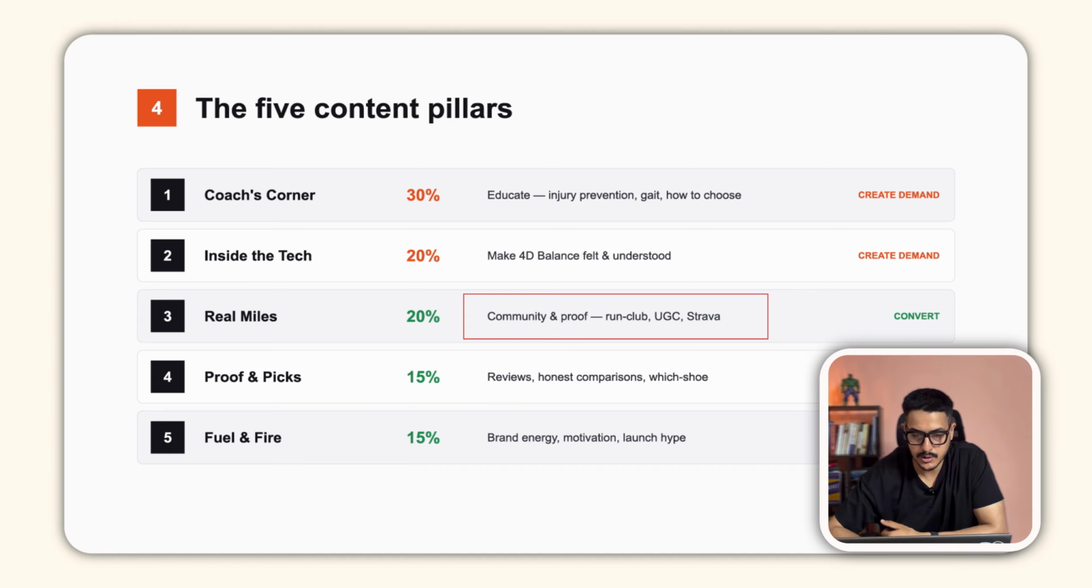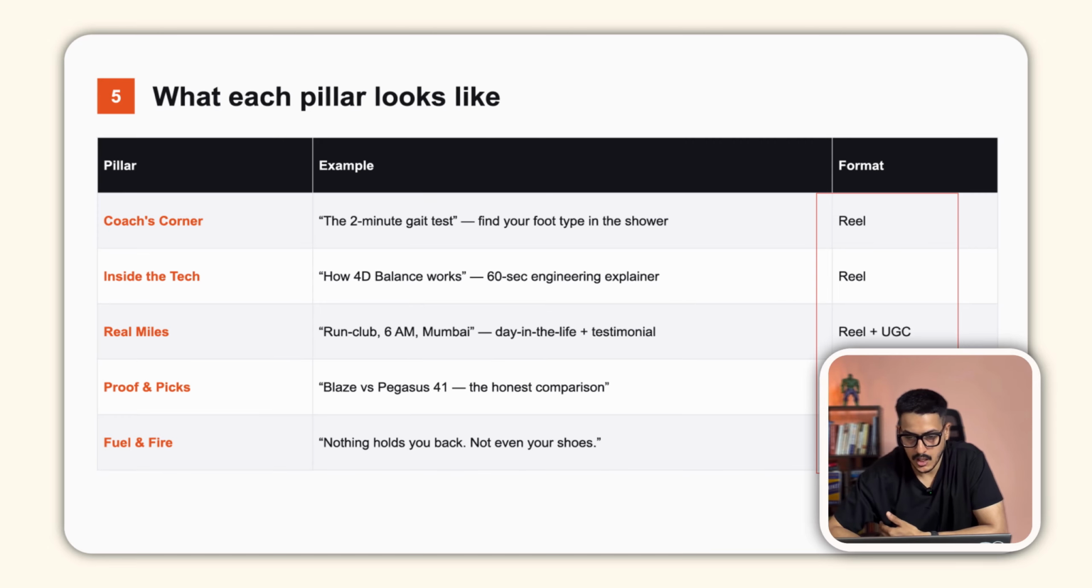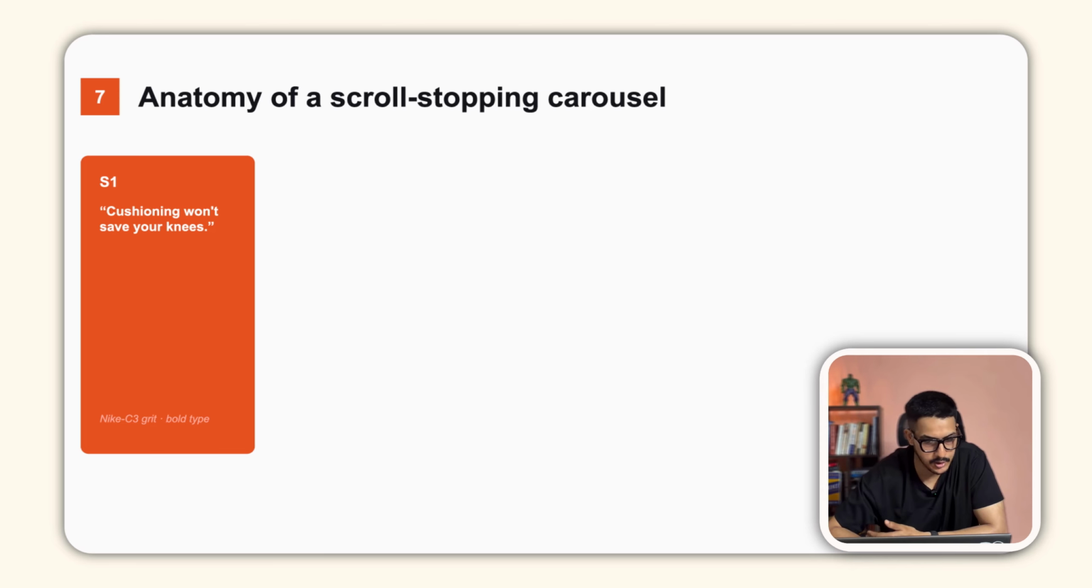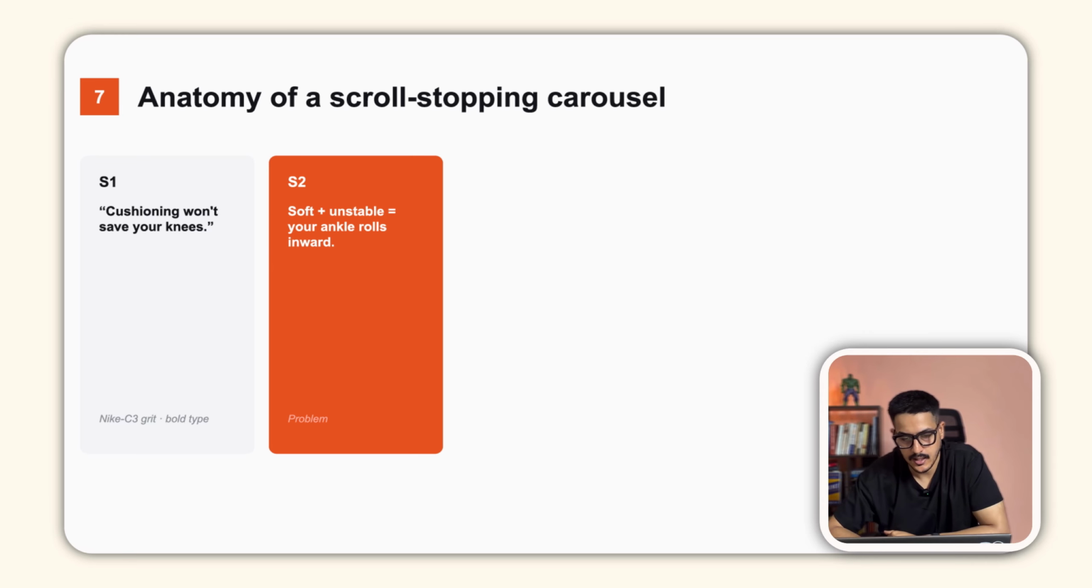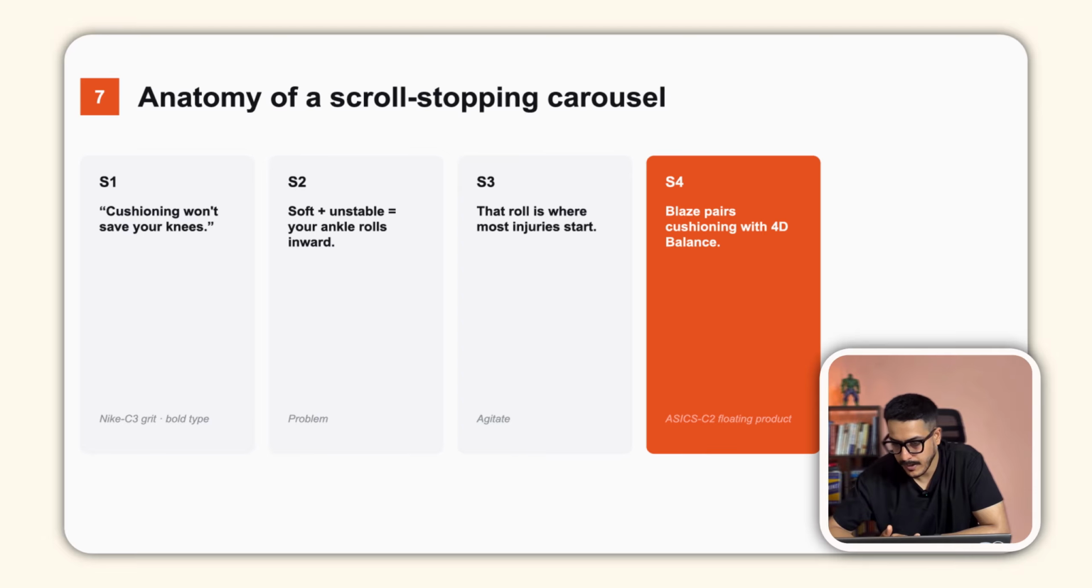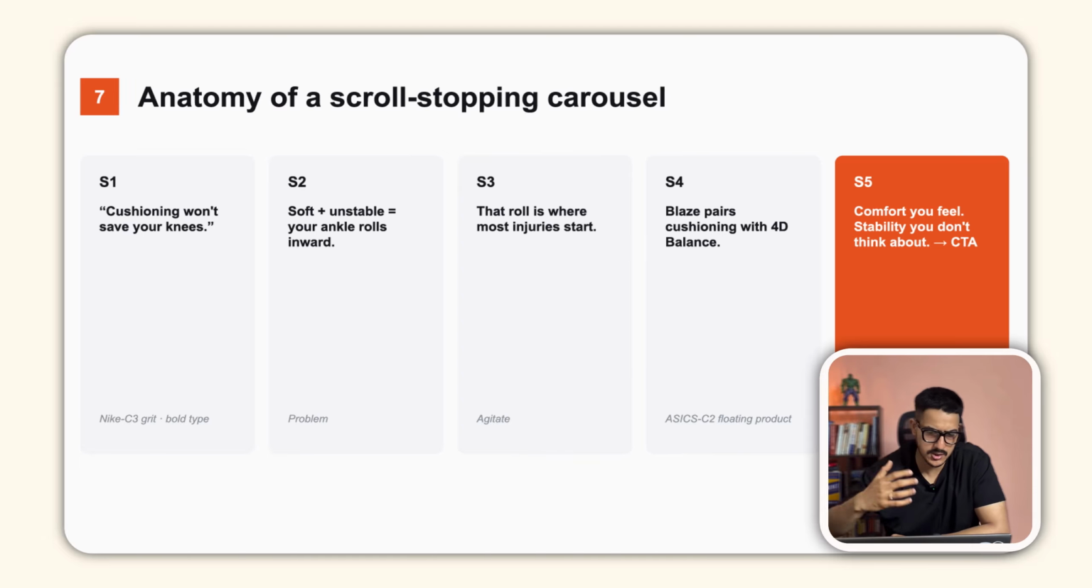And then it's given me examples of how to set up my reel, what kind of a carousel that we can put up. So let's say if you look at this carousel, it says cushioning won't save your knees. This is slide number 1. So it's breaking a myth. And then it says soft shoes are unstable. That's what it's trying to say. And that's where it's saying injuries would start. We have 4D balance technology, and then it has a CTA. So it's starting to create a carousel or a sample post which can actually be used for social media.